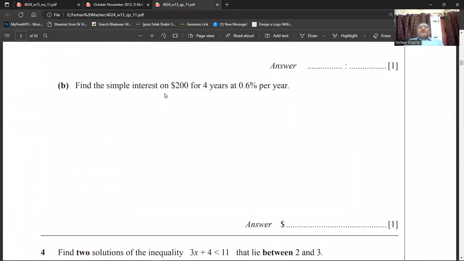Question number 3, it's B part. He says find the simple interest on $200 for 4 years at 0.6% per year. Okay, so we want to find out the simple interest. You know the formula for the simple interest is I equals PRT divided by 100, where P is the principal amount, R is the rate, and T is the time.